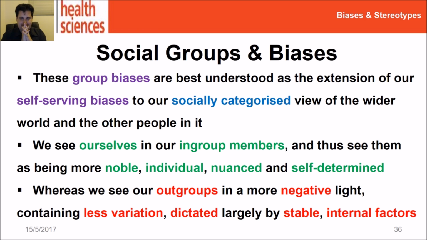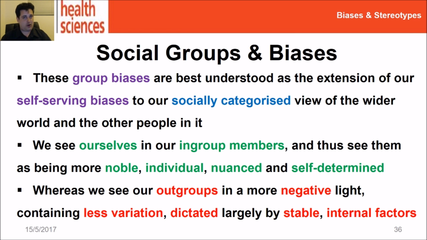So, with these group biases, again, just think of it as the categorical way we see the social world, giving life to our basic form of self-serving biases. We see ourselves in our in-group members, and thus we see our in-group members as being more noble, individual, nuanced, and self-determined than we would otherwise be tempted to see them as. That's the bias in their favor that we see them with. Whereas we see our out-group members in a more negative light.